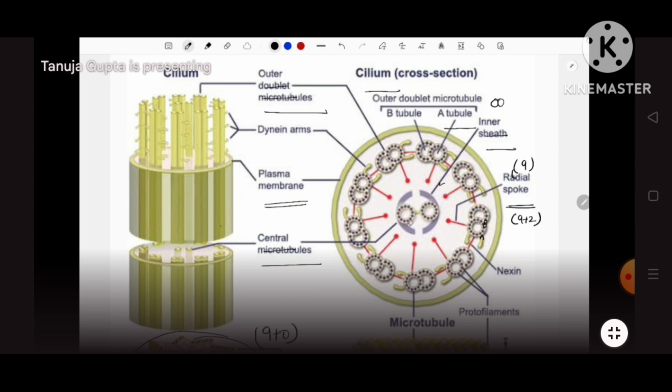Got it? Okay, one more thing. All the microtubules, they are also connected. See, this one microtubule is connected with this one with the help of a red line. Can you see all the red lines through which they all are connected? This is called nexin.